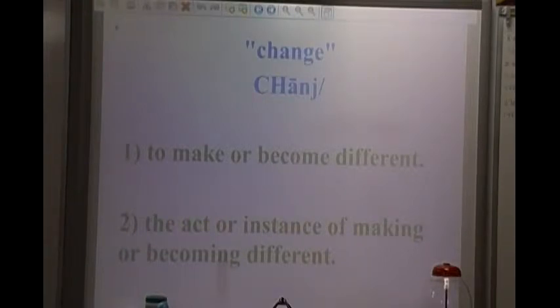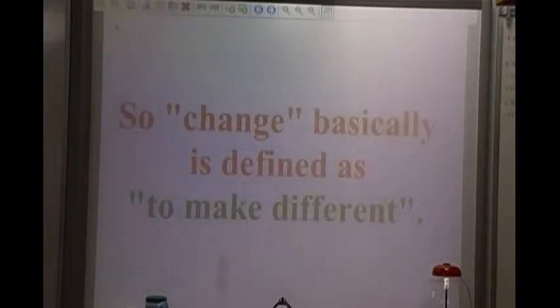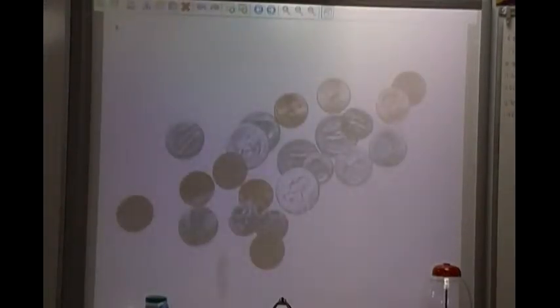Well, let's move on. Types of change, types of differences. So change is basically defined as to make different. We've said that. Here's a great example I thought of, and I thought was pretty close to brilliant. So different coins, check out this, make different types of change. Oh! Yeah. Golf clap, golf clap. Different coins make different change.